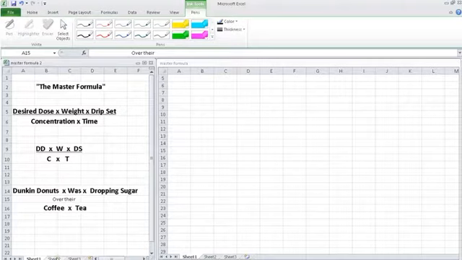The first video dealt with how much medication to draw up in a syringe. The second video dealt with calculations that involve the patient's weight. So these were weight-based medication administrations. Then finally, the last one, this one, is going to have drip set calculations. Chris talks about the master formula, which is shown here on the left side of the screen. It's desired dose times the patient weight times drip set divided by the concentration of the medication times the time. So you can think of that as DD times W times DS divided by C times T, which is equal to Dunkin' Donuts was dropping sugar over their coffee and tea.